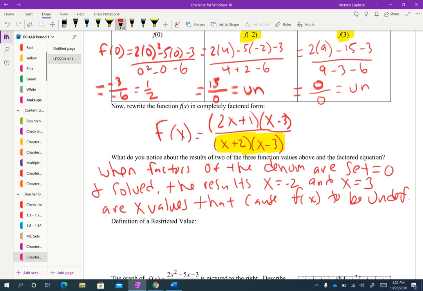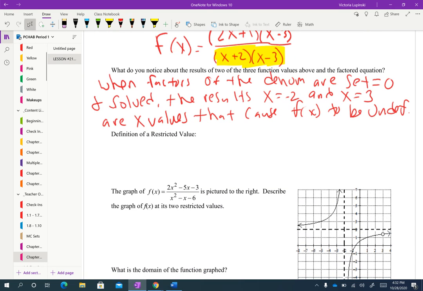You probably are going to remember a fair amount of this from last year. But because we do want to start explaining and writing in full sentences, keeping our eye on the free response questions we're going to have to answer on the AP test next year, it is good just to start writing things out longhand from time to time. So again, when factors of the denominator are set equal to 0 and solved, the results that you get for those x's are x values that cause f of x to be undefined.